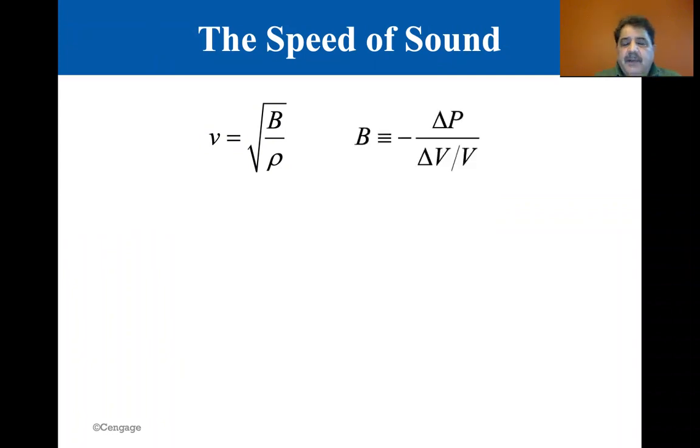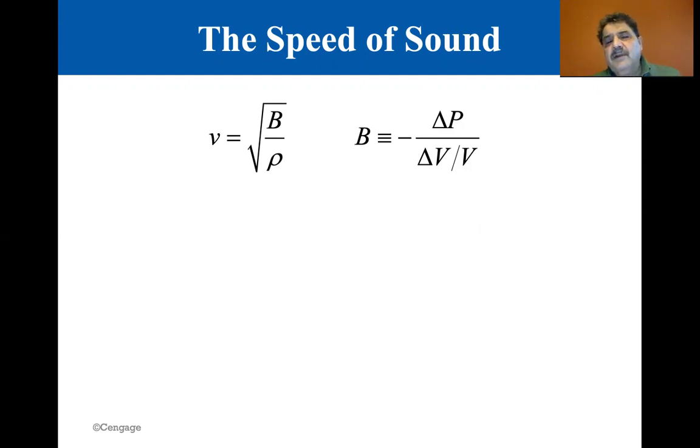You can see that the bulk modulus, hopefully you had it earlier in the semester when you studied Young's modulus, bulk modulus, shear modulus. Bulk modulus is the change in volume for a given change in pressure. So when you increase the pressure, the volume decreases. So that decrease in volume is a negative.